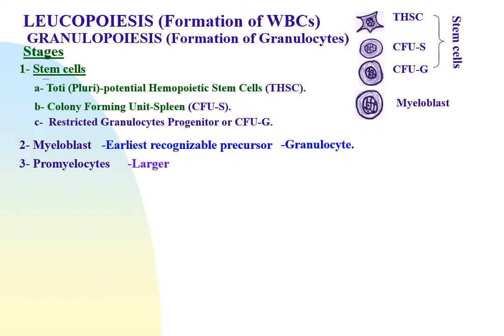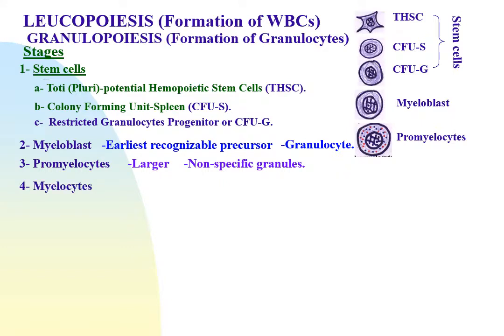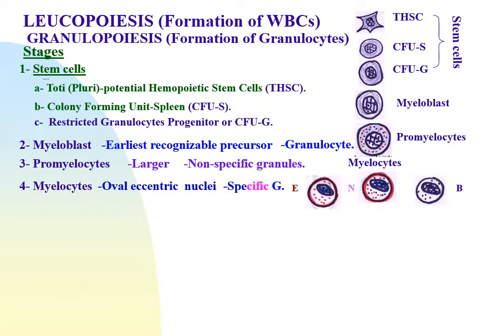Promyelocytes are larger than myeloblasts, having pale large nuclei with prominent nucleoli. Their cytoplasm is basophilic, containing non-specific granules, azurophilic granules, and many organelles, Golgi apparatus, mitochondria, and free ribosomes. Myelocytes are smaller in diameter with oval eccentric nuclei. Their cytoplasm contains few specific granules, so they can be differentiated into neutrophilic, eosinophilic, and basophilic myelocytes.